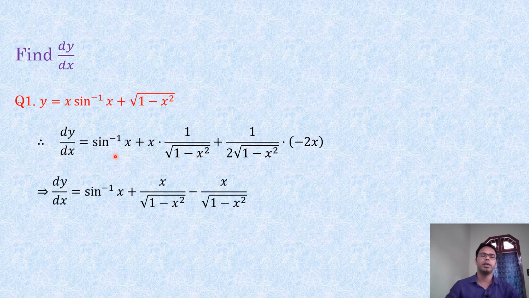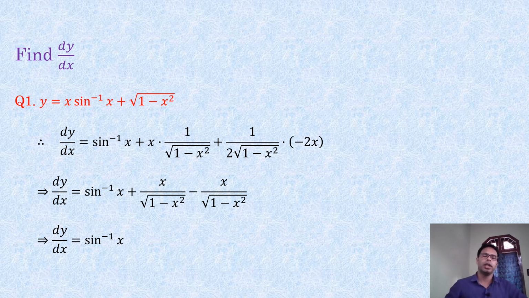dy/dx will be equal to sin inverse x remaining the same, then plus x by this one, minus will come out, this 2 will cancel, so x by root over 1 minus x square is this. This term and this term are the same, positive and negative cancel, so we have only sin inverse x as the derivative of this function. Okay, so this is a very simple question.